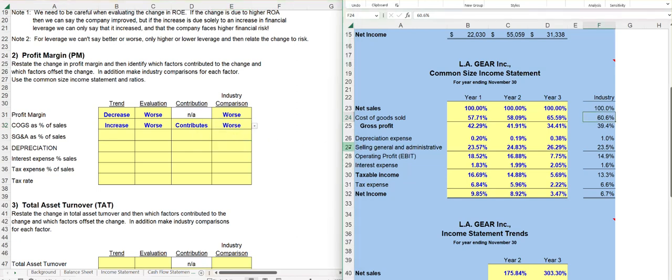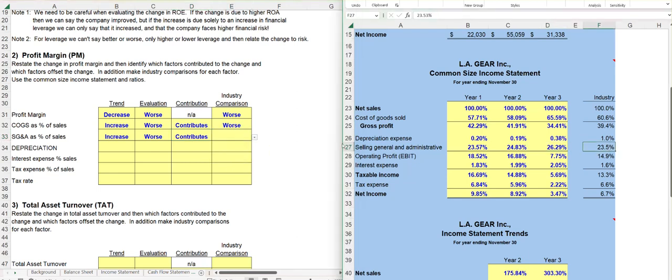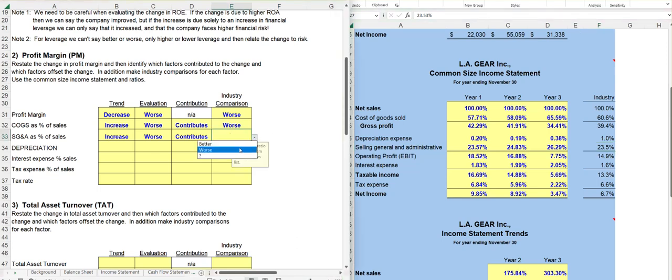SG&A as a percentage of sales. We were spending 23 cents on every dollar. We're now spending 26 cents to generate every dollar in sales. So SG&A has increased as a percentage of sales. This means it's worse. It has contributed to our falling profit margin. And at 26.2 cents, we are worse than the industry average of 23 cents per dollar in sales.